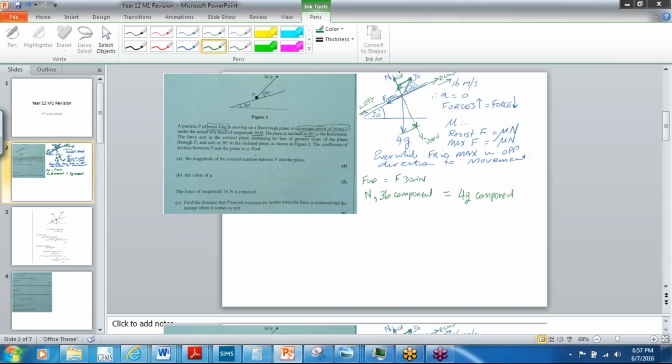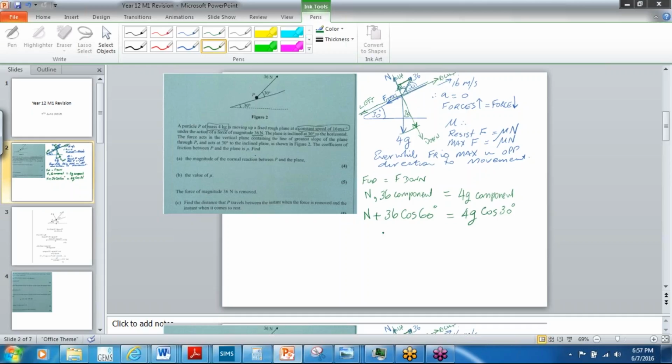So let's add these up. We've got N plus 36 cos, what is that angle to the vertical? If this is 30, then the other angle will be 60. 4g cos, what is the angle to that down? And that is 30 degrees. So it would be cos of 30 degrees. Cos of 60 is a half.